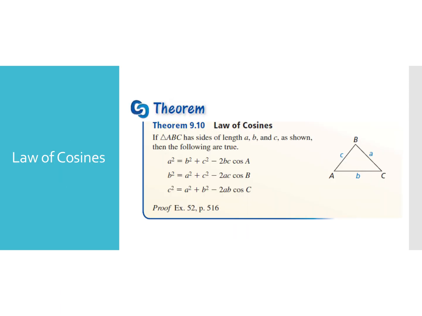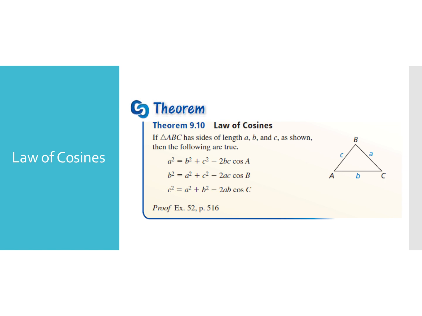So now we have the law of cosines. We just learned law of sines, so now we're going to do law of cosines. Law of cosines states, if triangle ABC has sides of length A, B, and C as shown, then the following are true. So if you're solving for one of the angles, you can solve for anything with this setup as well. If you have sides A, B, and C, you can solve for the angles.